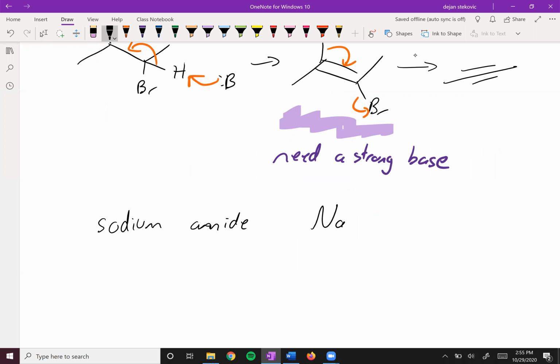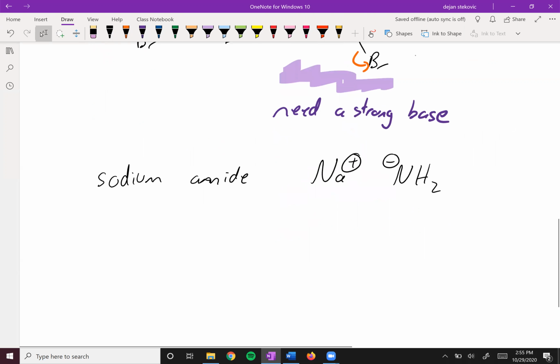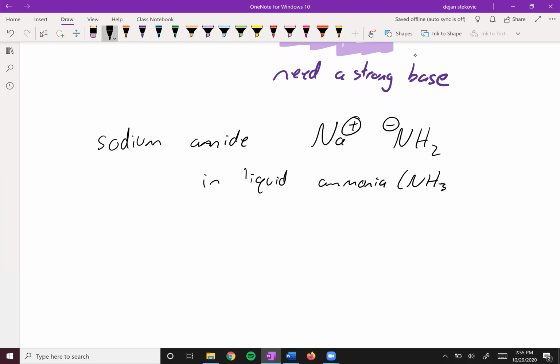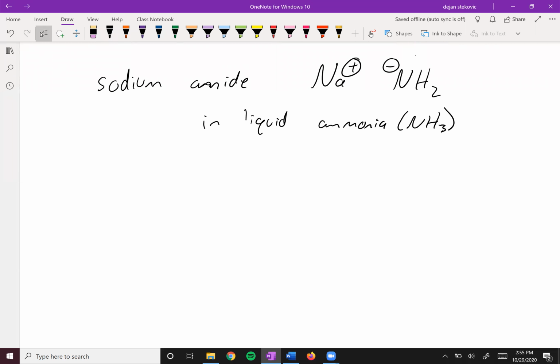So the sodium is just a counter ion. It doesn't really do anything. The real base here, the real magic is with this NH2 minus, right? So NH2 minus. And this is usually done in liquid ammonia. And so ammonia is normally a gas at room temperature, so you do these at very cold, usually around like negative 30 degrees Celsius. But anyways, it's just a very strong base.